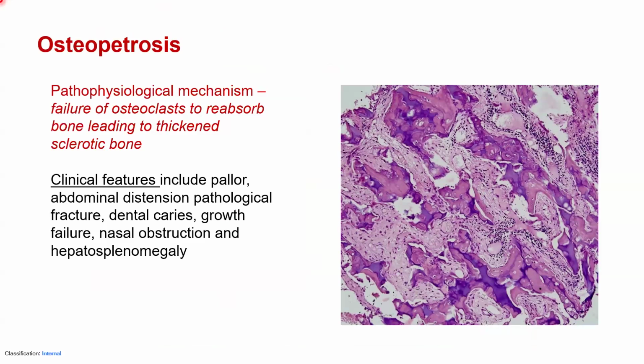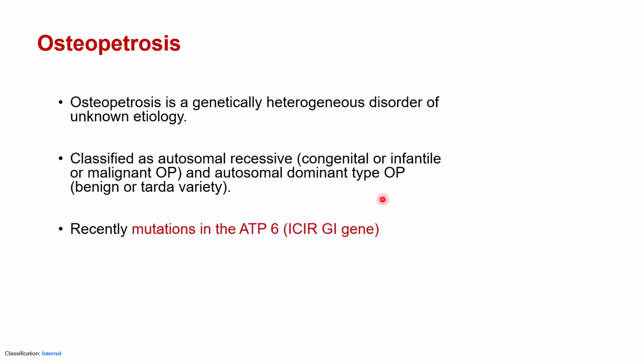Sorry, failure of action of osteoclasts. These osteoclasts fail to resorb the bone, leading to thickened sclerotic bone. And because there is failure of resorption, there is irregular deposition of the cartilage as well as the bone, leading to subsequent fibrosis of the marrow.